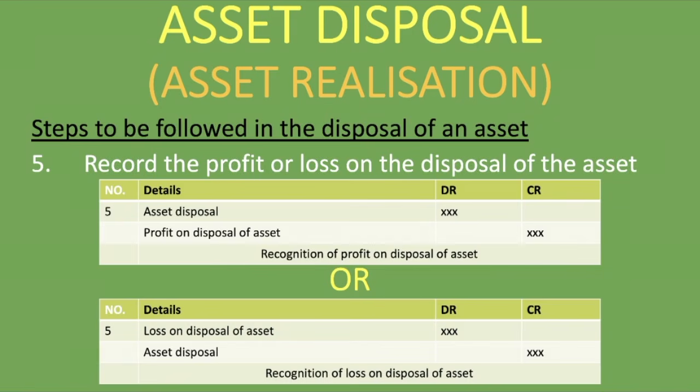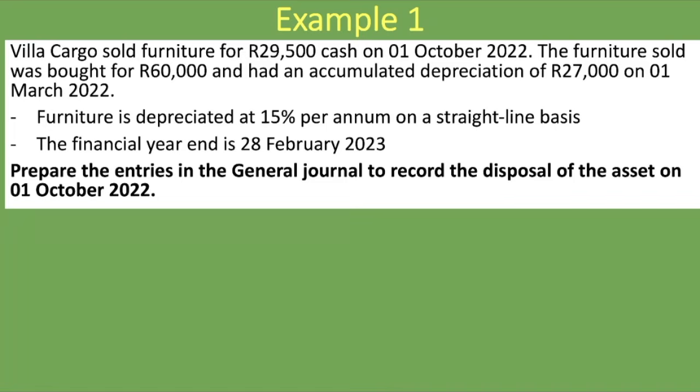Now let's go through an example and see how we do these 5 steps, all right, with actual numbers. Here is the example that we'll be going through. Villa Cargo sold furniture for 29,500 rand cash on the 1st of October 2022. So what you're already doing here is highlighting what you're seeing, and what's important is the date, is the amount at which you sold the asset for, and how you sold it. We are told we sold it for cash here.